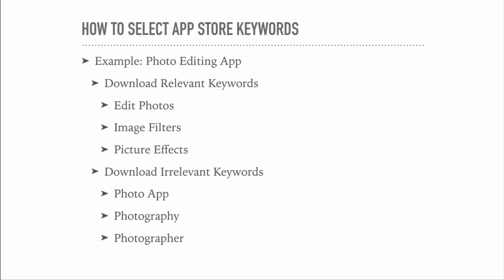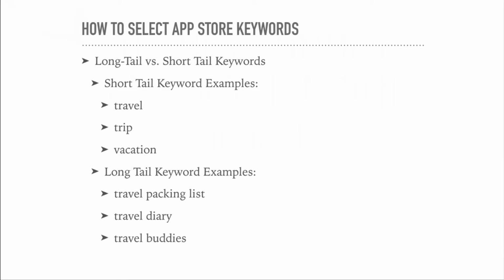For example, does your photo app have filters or does it take good night photos? And a search for just photo app wouldn't be specific enough to find the right app, so you need to find really specific keywords. That brings us to long tail and short tail keywords. This is a very important concept in keyword selection.